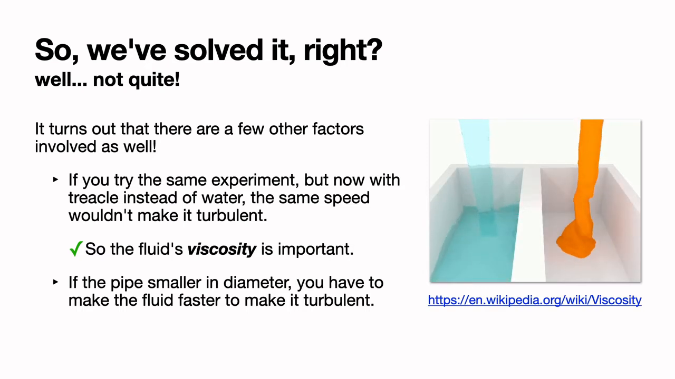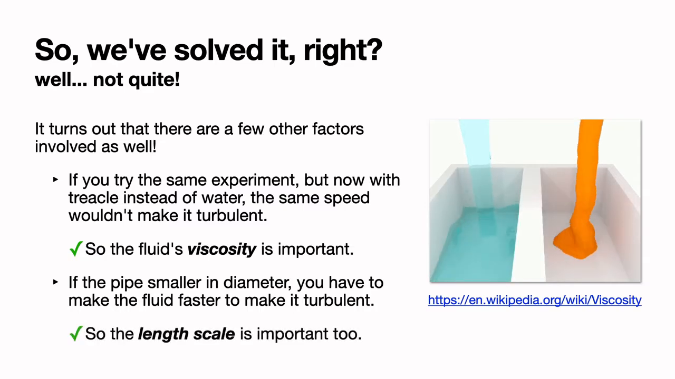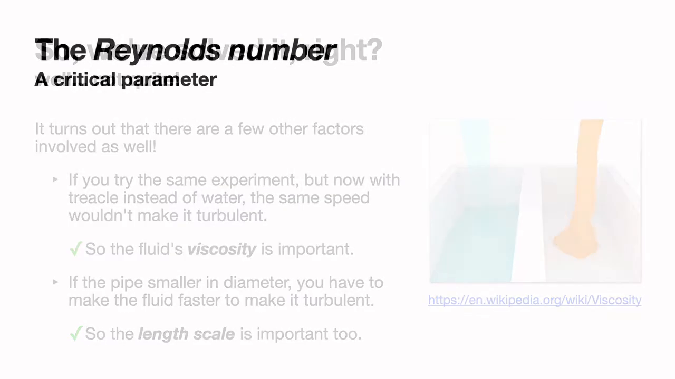Similarly, he found if you make the pipe smaller in diameter, you have to make the fluid faster to make it turbulent. So that implies that the length scale is important too. After a lot of experimentation, he basically identified the three critical parameters involved in making the fluid go from laminar to turbulent flow: the fluid velocity, the diameter of the pipe, and the fluid's viscosity. And if you play around with those numbers, eventually you'll stumble upon this, which is called the Reynolds number. This will be the only equation in the entire presentation, I promise you. It's not really even an equation, it's just a way to calculate a number.